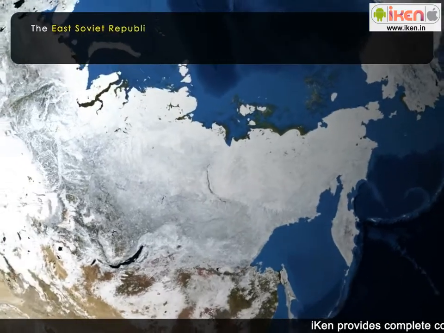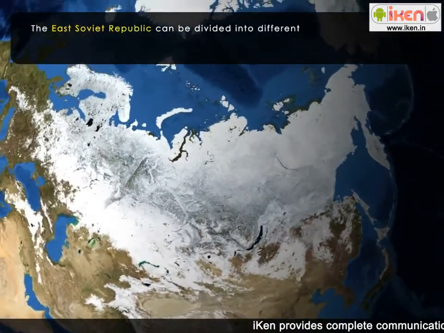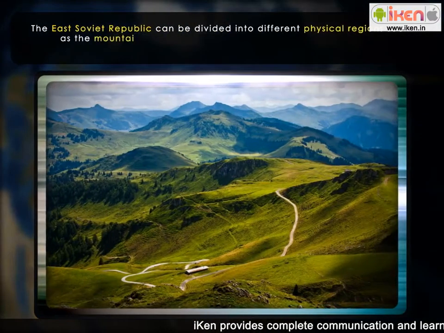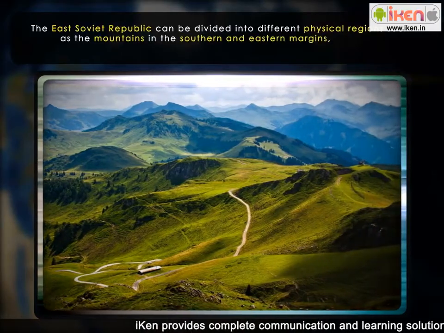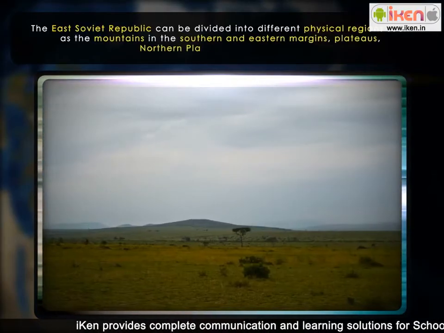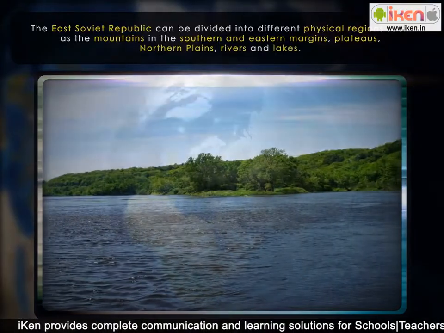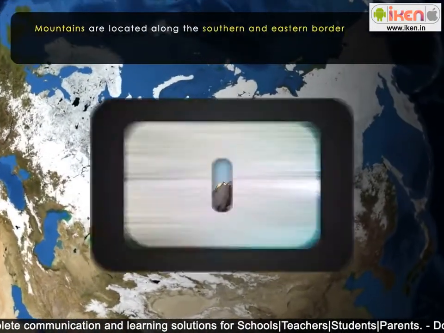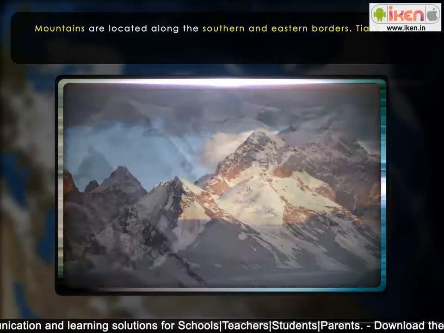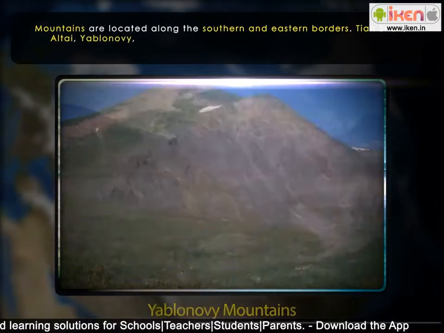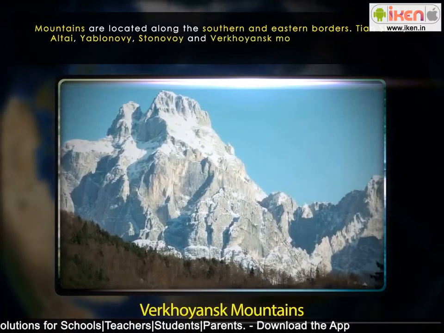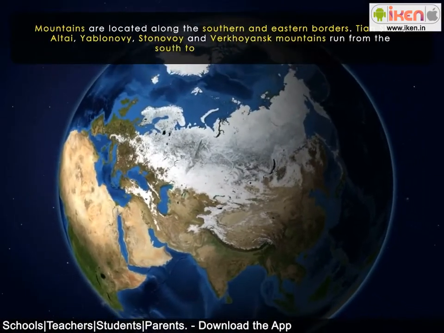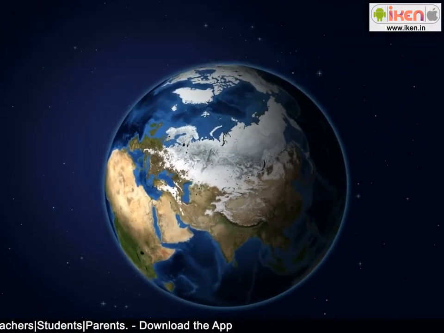The East Soviet Republic can be divided into different physical regions, such as the mountains in the southern and eastern margins, plateaus, northern plains, rivers, and lakes. Mountains are located along the southern and eastern borders. Tian Shan, Altai, Yablonovy, Stanovoy, and Verkhoyansk mountains run from south to northeast Russia.